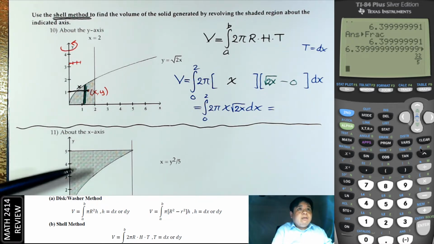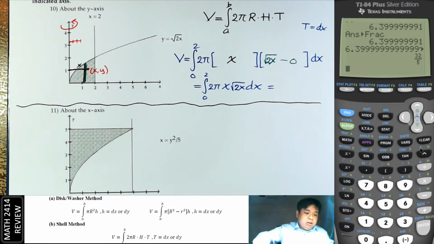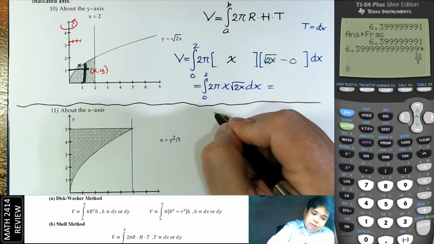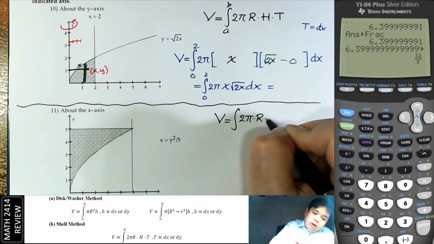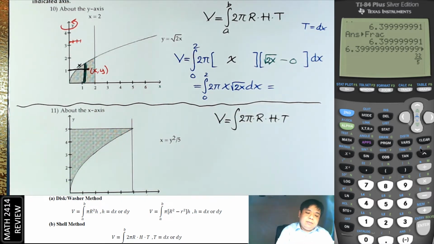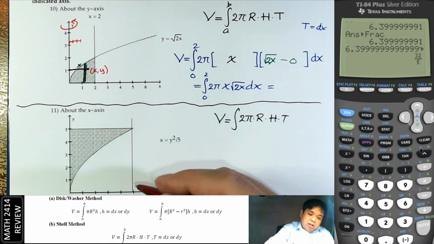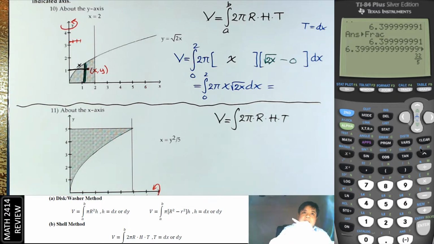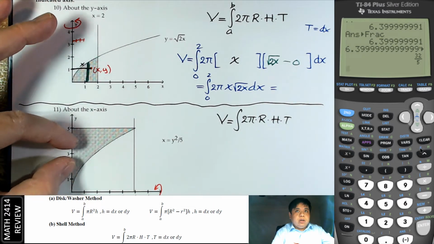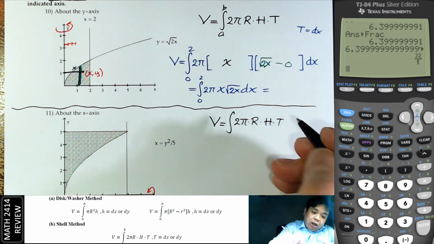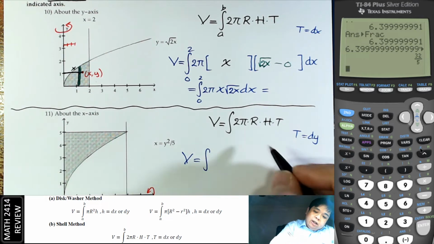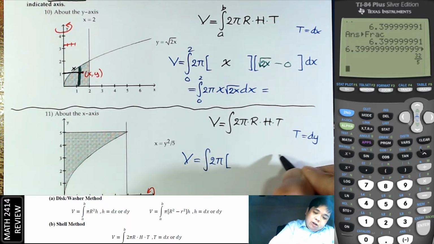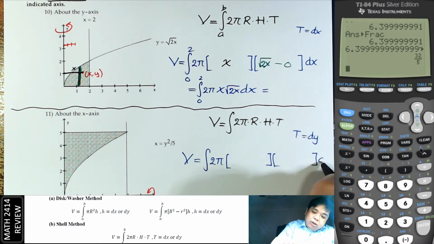Next, I'll use the same method for this region. Again, I'll start out with the formula, 2 pi r h t. Axis of rotation is the x-axis, so we're wrapping around this. So the increment will be perpendicular to it. So t is going to be dy. So V is going to be 2 pi r h, but it's going to be dy.